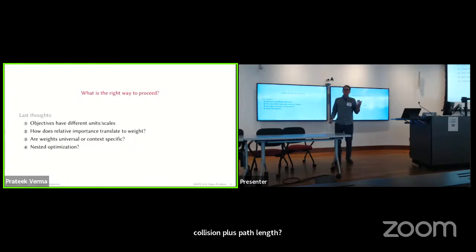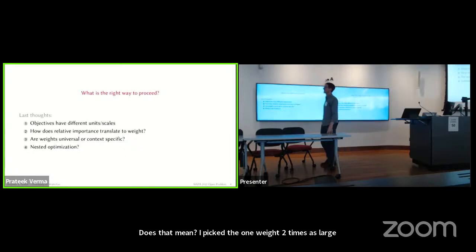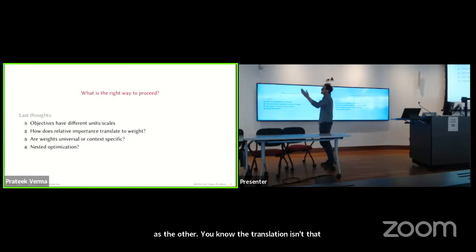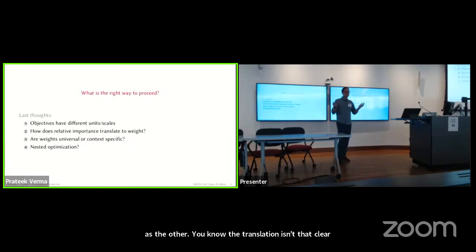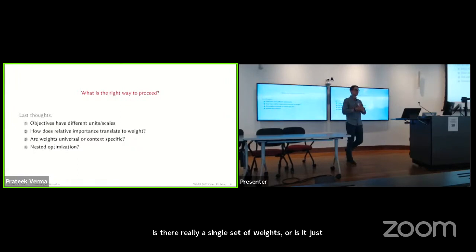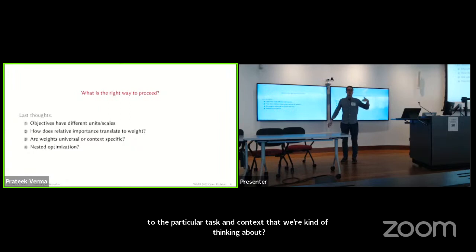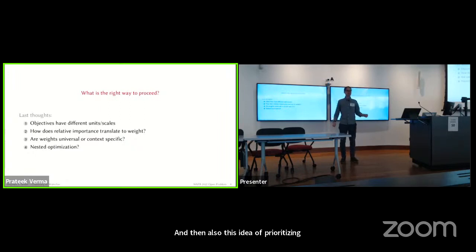Also, even if you knew I care 2 times more about probability of collision than path length, does that mean I pick the one weight 2 times as large as the other? The translation isn't that clear. Is there really a single set of weights, or is it just specific to the particular task and context that we're thinking about? And then also this idea of prioritizing or nesting optimization.